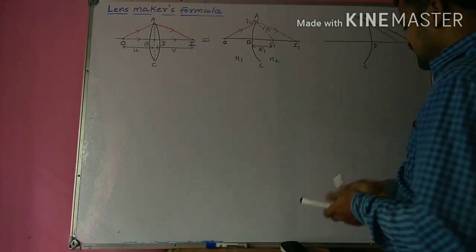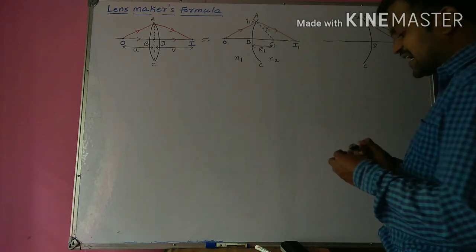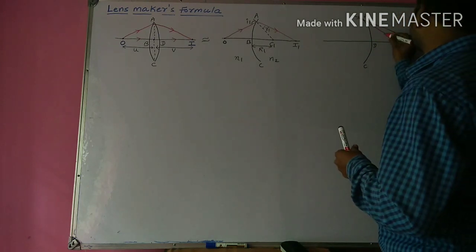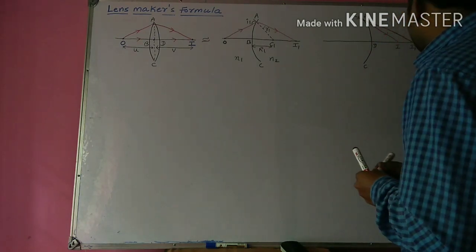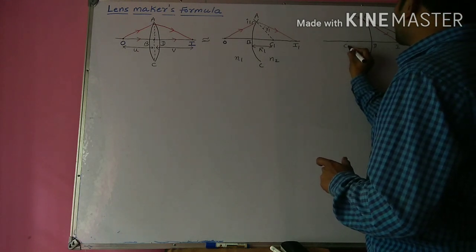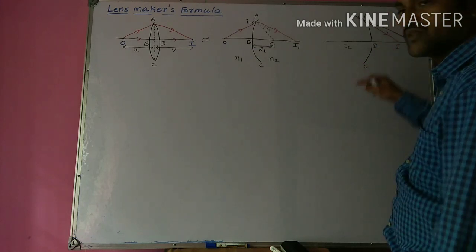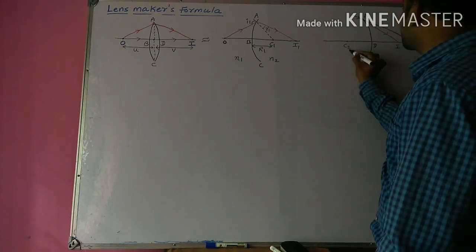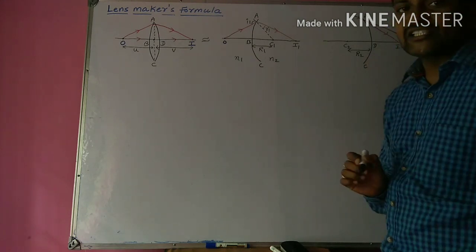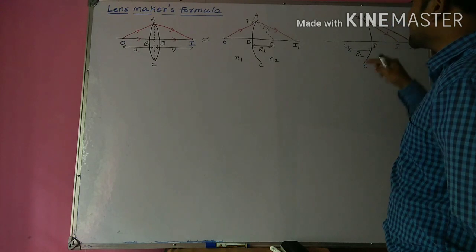So the actual image is formed at I. The final image is formed at I. This is the actual process going on here. For example, take this point as C2. C2 is the center of curvature of this ADC surface, and this distance can be taken as R2, the radius of curvature for this ADC surface.